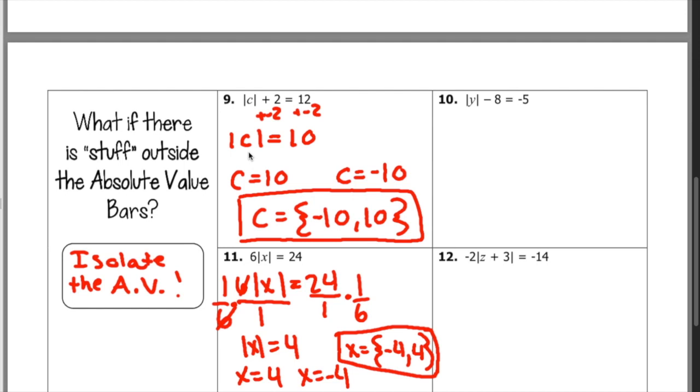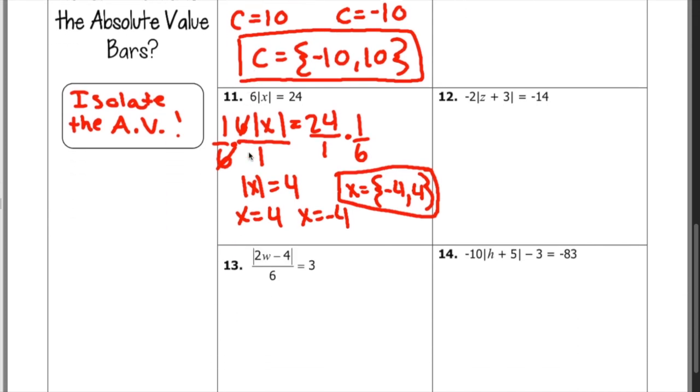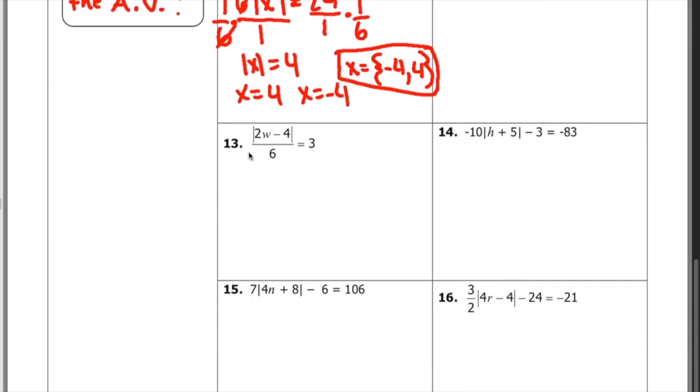All right, so let's take a look at number 13. We've done two-step equations similar to this, right? So I have to get rid of that denominator, right? That denominator is blocking me. So what's inside of my absolute value is 2w minus 4, and that's what I need to isolate. So in order for me to get rid of that 6, I need to multiply by 6 over 1, and that's going to cross cancel to leave me just 2w minus 4 inside the absolute value signs.